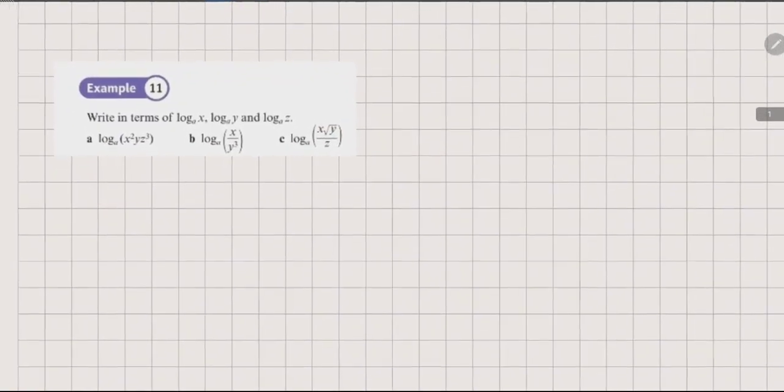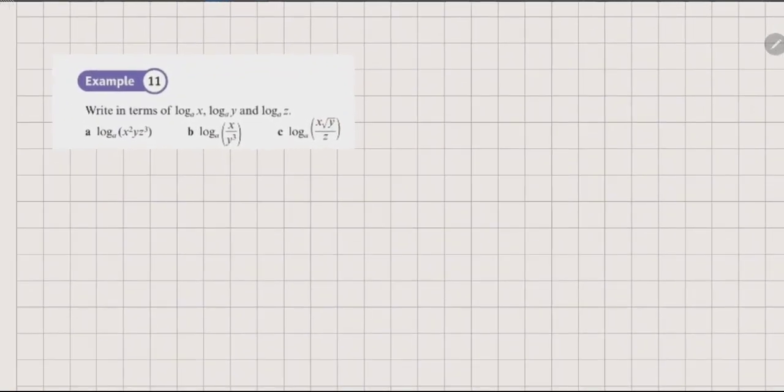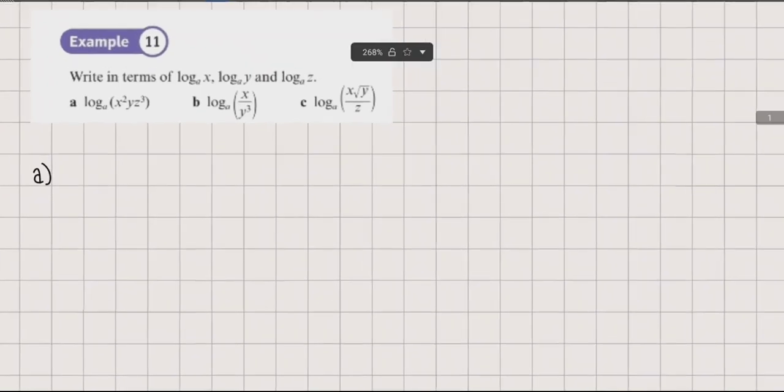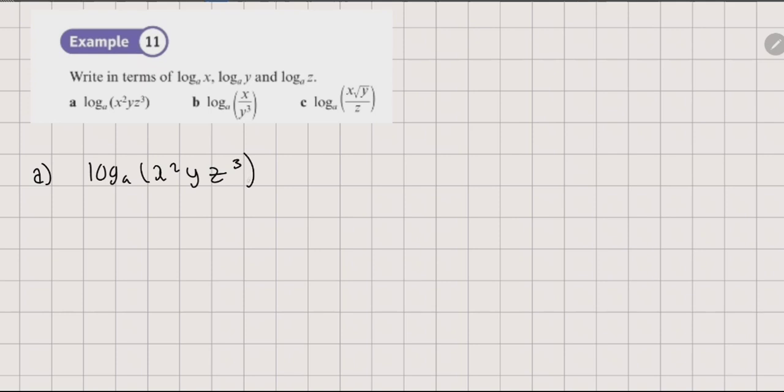So our next question, we're using a bit of algebra instead of just numbers here. So we want it in terms of log base a of x, log base a of y, log base a of z. And so what are we going to do? Well, we've got a mixture of multiplication and powers in this first example. So we have log base a of x squared y z cubed. And so we want to break this down, so we want it in terms of log base a of x, y, and z.